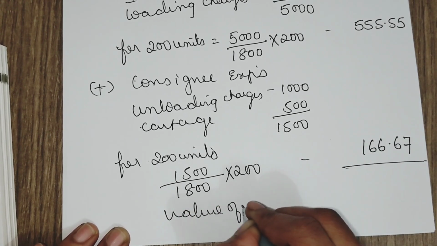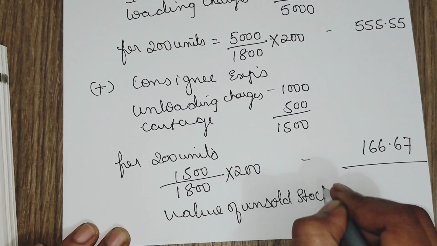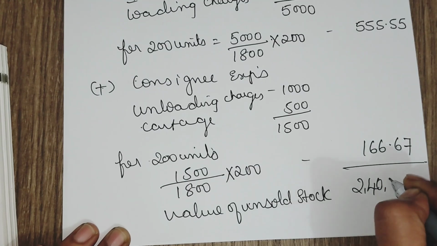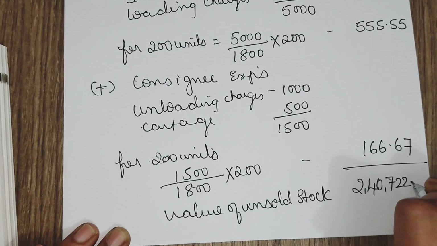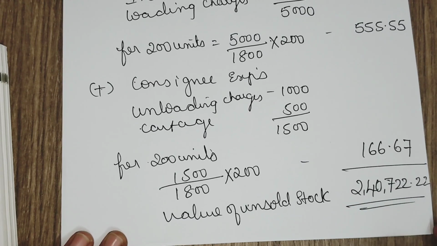So the value of unsold stock is 2,40,722.22.